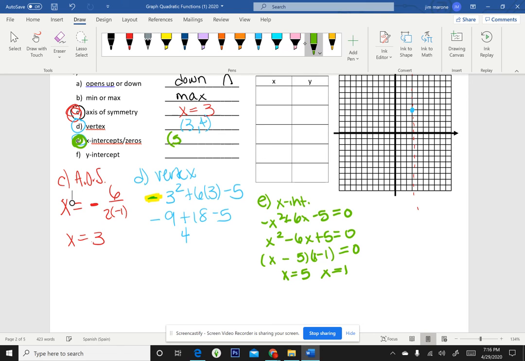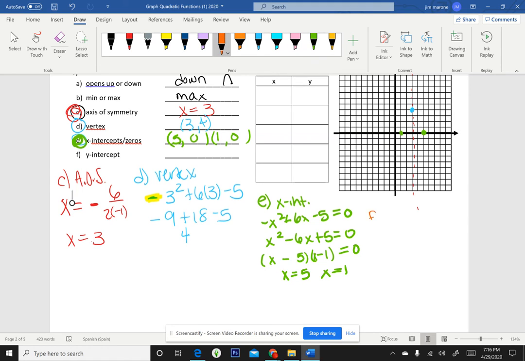So I'm going to have 2 points where 5 is my x value and then 1 is my x value. And I know 0 is going to be my y value. And again, I can just make sure that those are right because if one's 2 away from the axis of symmetry, the other one has to be 2 away from the axis of symmetry.